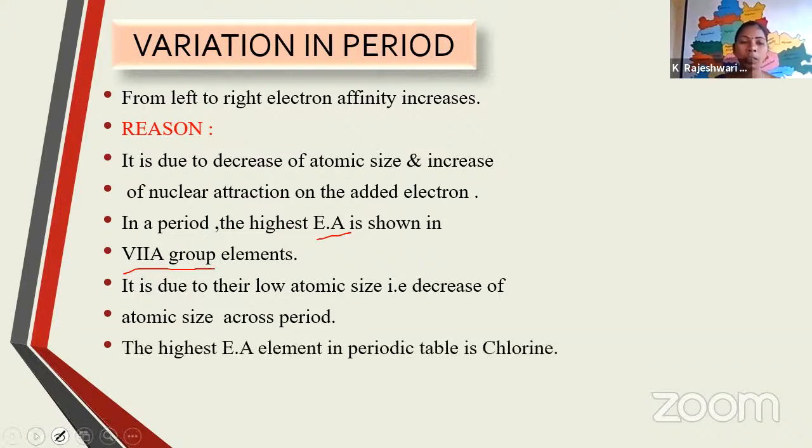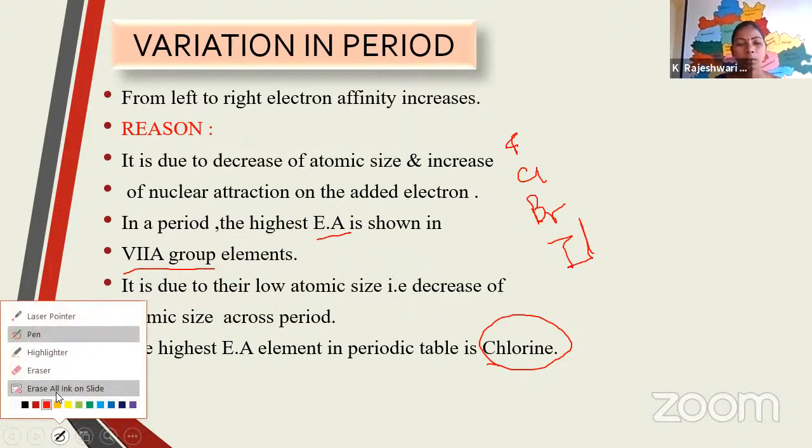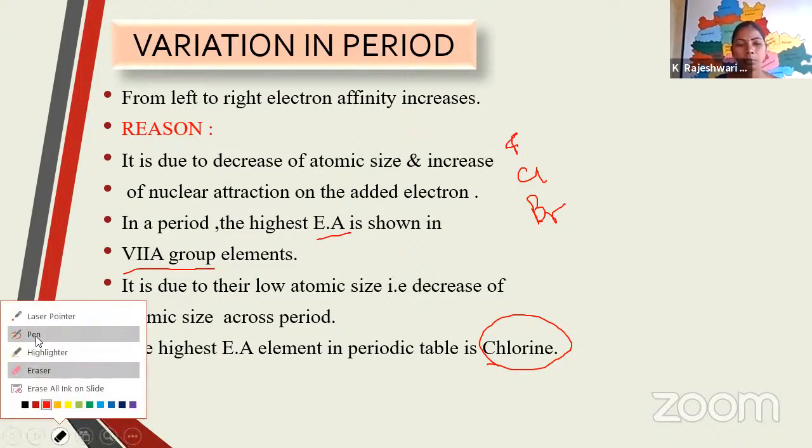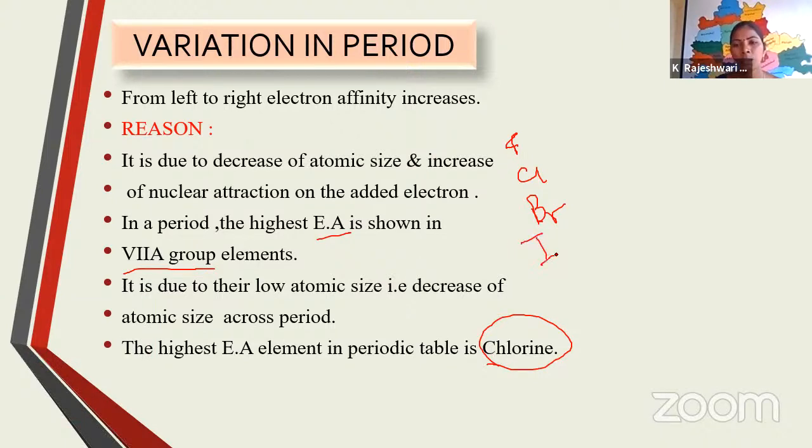Among the 7th A group elements also, the highest electron affinity in the total periodic table is shown by chlorine. Just now I told you, fluorine, chlorine, bromine, iodine, and astatine. So here electron affinity is decreasing down the group. The highest electron affinity should be shown by fluorine, but due to a small reason, chlorine is showing the highest electron affinity.